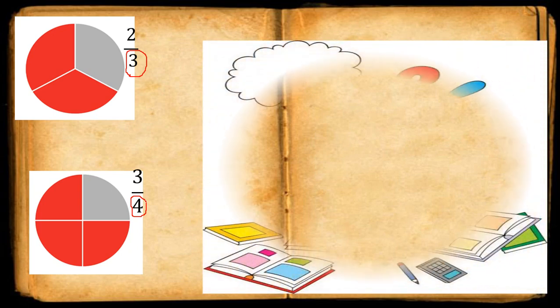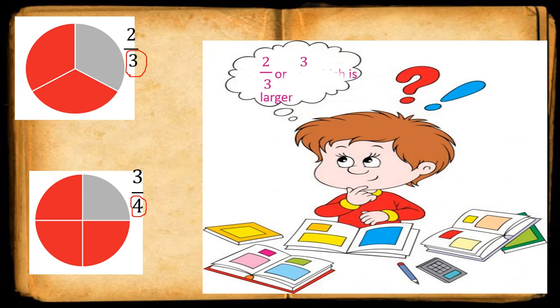Now observe here, the denominator position, this number is 3, whereas in the second fraction the denominator position, this number is 4, and 3 and 4 are not equal. So how can we compare now? So how can we understand which one is larger or which one is smaller? So question arises how to compare the fractions when the denominators are not same.